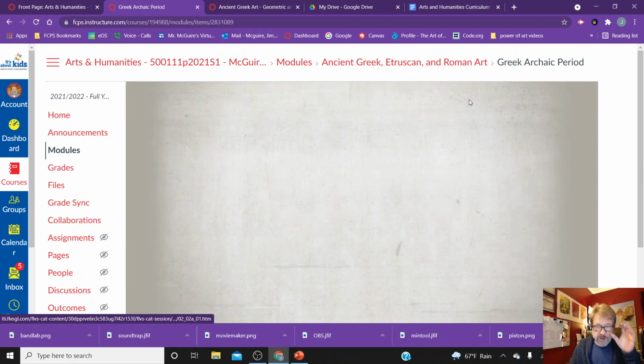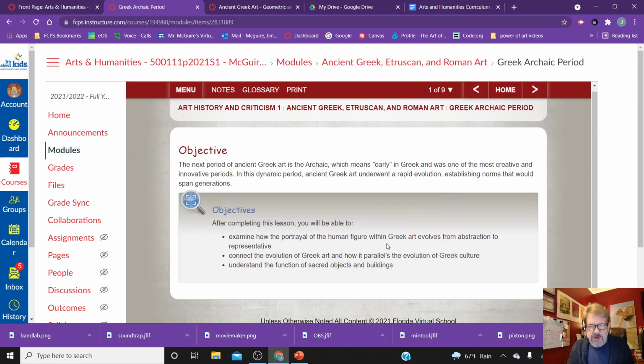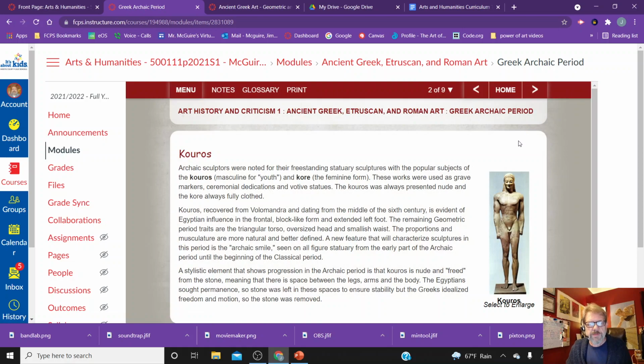Well, let's go back here because we're going to examine how the portrayal of the human figure in Greek art evolves from abstraction to representative. We're going to connect the evolution of Greek art and how it parallels the evolution of the Greek culture. So, how did their perceptions, their mindset of the Greek culture change, and how is that represented through art? And then understand the function of sacred objects and buildings. We're going to focus on architecture throughout this course.